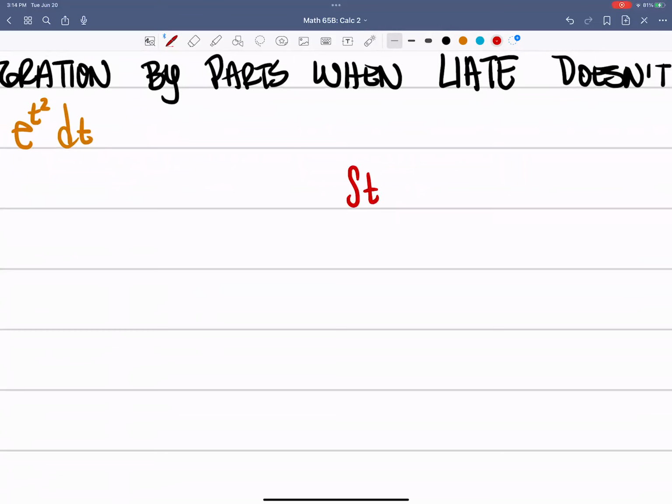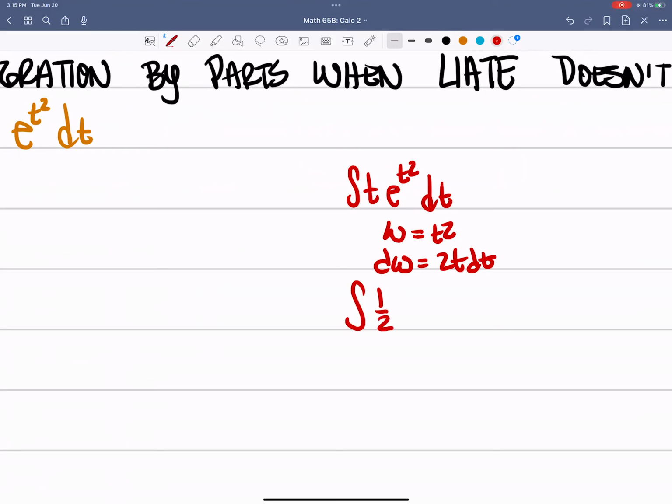So the integral of t e to the t squared dt, we're going to let u equal t squared. Actually, let's not use u, let's use omega. Let omega equal t squared. d omega is equal to 2t dt. So the integral here is going to be 1 over 2 e to the omega d omega, so 1 over 2 e to the t squared. And there we go. That's the integration of that one right there.